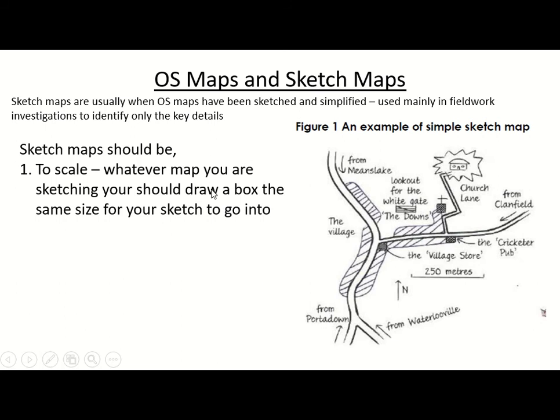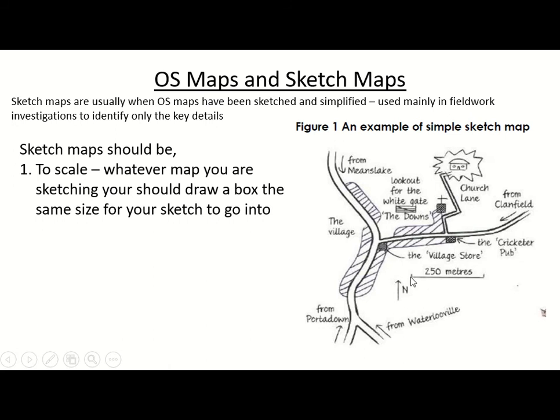So sketch maps need to be to scale. Actually, that is quite important, because they're a sketch of an OS map. They should be roughly, not exactly, but roughly to scale. So to make something to scale, that distance apart needs to be roughly accurate according to this line, and you must always put a little scale line on a sketch map. So I know that the village store is about 250 meters away from the cricketer's pub.